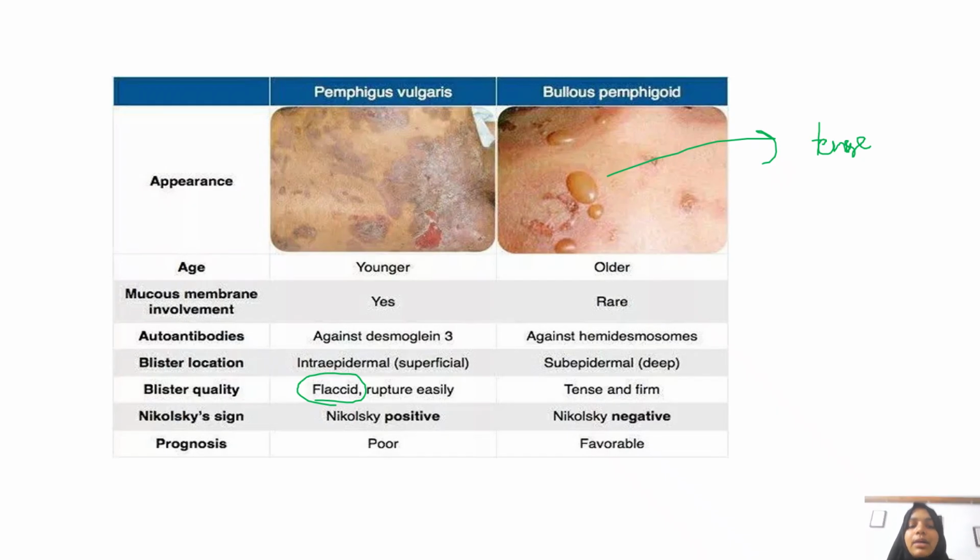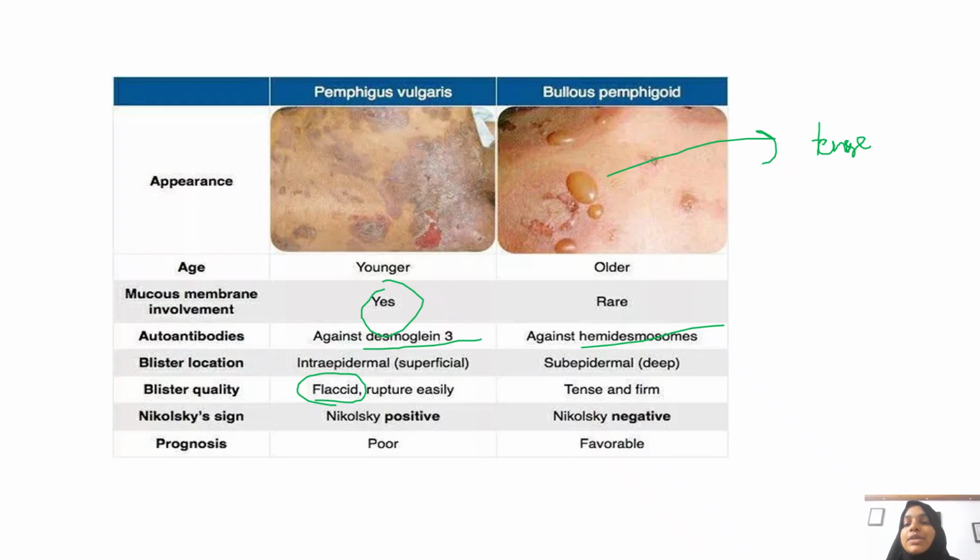And usually pemphigus vulgaris can involve the mucous membrane as well. So there can be oral lesions. But in bullous pemphigoid, usually the oral lesions are absent. Now, it is like an autoimmune condition. Autoantibodies in pemphigus vulgaris are against desmoglein 3, which is a component of desmosomes, which is found in the stratum spinosum layer. In bullous pemphigoid, this is against the hemidesmosomes.